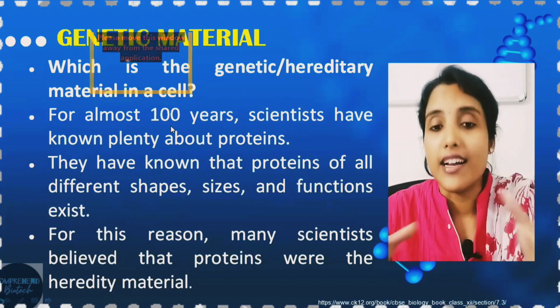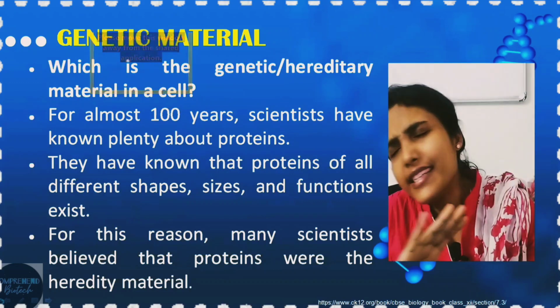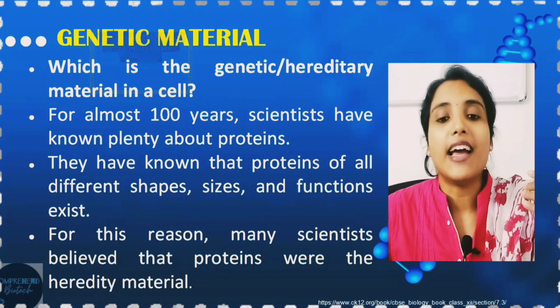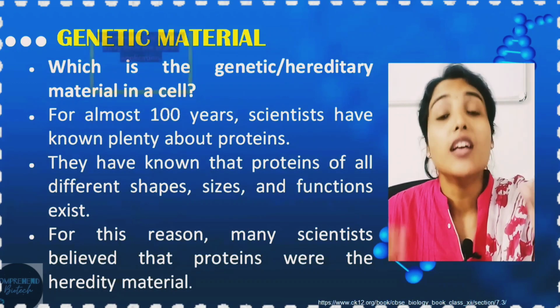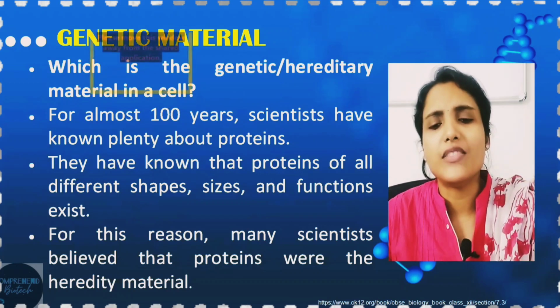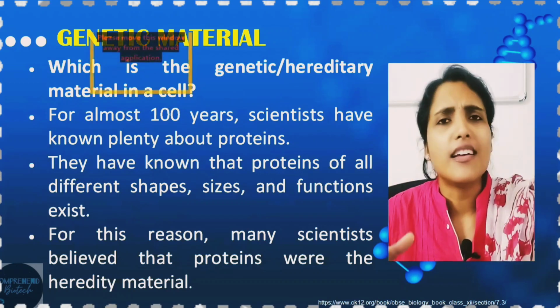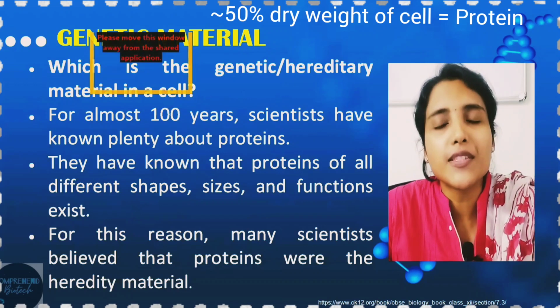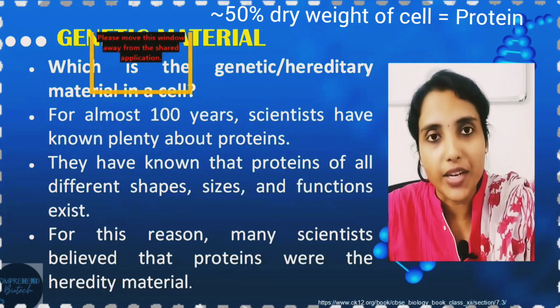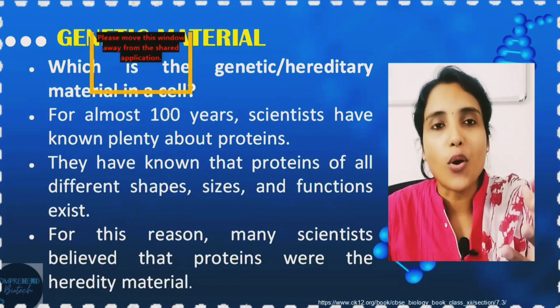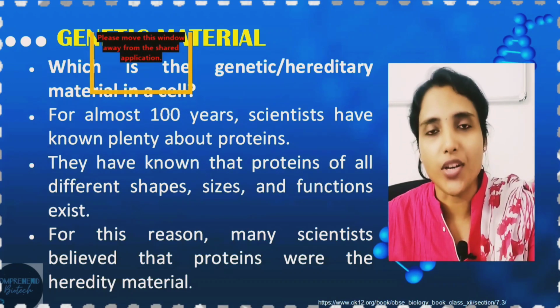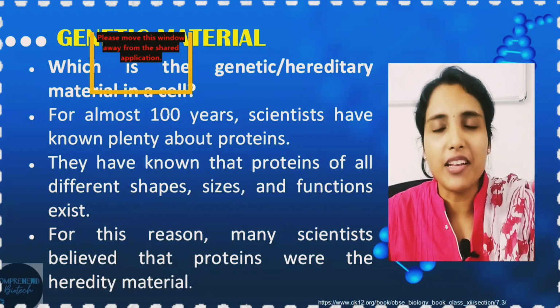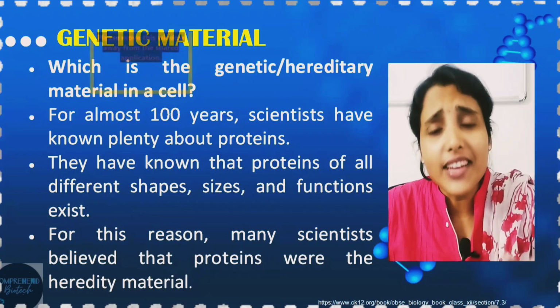So for almost 100 years, scientists had known plenty about proteins, okay? They had known proteins were of different shapes, sizes, and functions. So for these reasons, many scientists believed that proteins were the hereditary material. Another reason was, nearly 50% of your cell is composed of proteins. So people naturally thought that if so much information has to be passed on, it should be carried by protein because the protein content is really high.